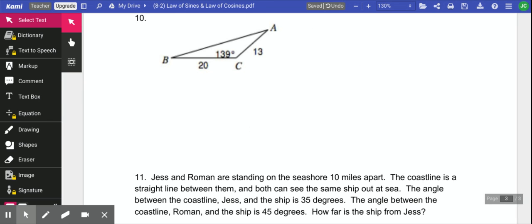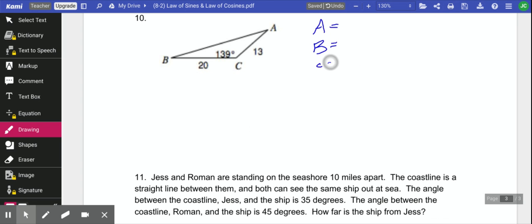Again, we always want to start by seeing if we can do a law of sines. Let's say we need to find angle A, angle B, and side C, it looks like. That's side C. We can only use law of sines if we have an angle and a side pair that we know, which we don't, because we have angle C, but we don't know side C. We have sides A and B, but we don't know those angles. Okay, so this has to be a law of cosines.